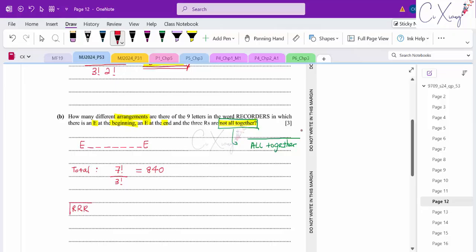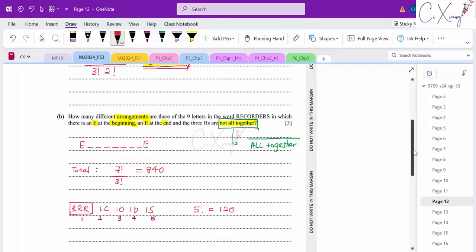Then now, I need to consider the case where all the R are together. So R are all together. I make them as one unit or one item. Then I still have 1 C, 1 O, 1 D, 1 S. So now you are having these 5 items here: 1, 2, 3, 4, 5. All the 5 items here are not identical. Therefore, when you arrange them, you'll be having 5 factorial. So it is 120.